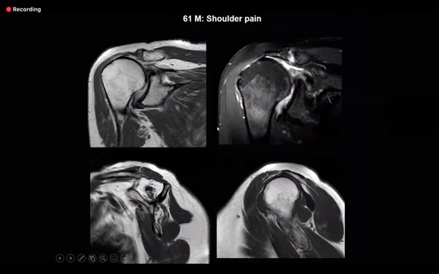Dr. Butt's lecture. A 61-year-old with shoulder pain. So, selected coronal, sagittal and axial sequences of the shoulder.